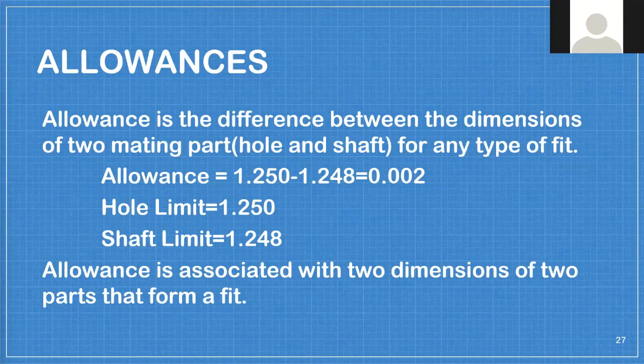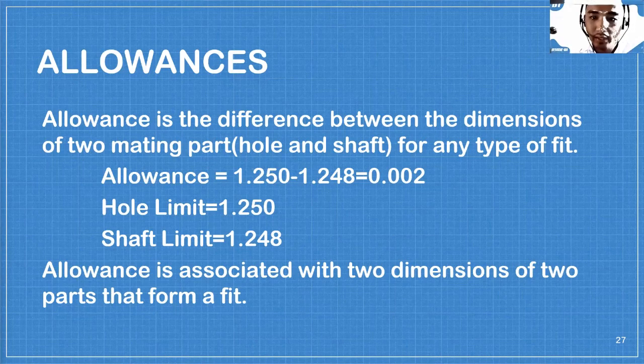Next. Allowances. Allowance is the difference between the dimensions of two mating parts, hole and shaft, for any type of fit. Example, para makuha natin yung allowance, kailangan nating i-minus yung hole limit and shaft limit. Halimbawa, ang hole limit natin is 1.250 at ang shaft limit naman natin ay 1.248. Ma-minus lang natin siya para makuha yung allowance. Pag minus natin yung dalawa, ang makukuha nating sagot ay itong 0.002. Ito yung tinatawag nating allowance between the dimension of two mating parts. So allowance is associated between two dimensions of two parts that form a fit.